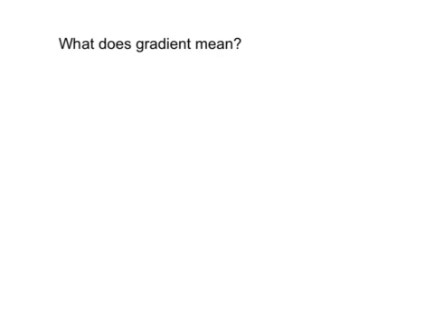Okay, so what does gradient mean? Gradient is just the slope. Think of it as stairs. If the stairs are steep, they would be like this, whereas if the stairs aren't steep, they would be like this.